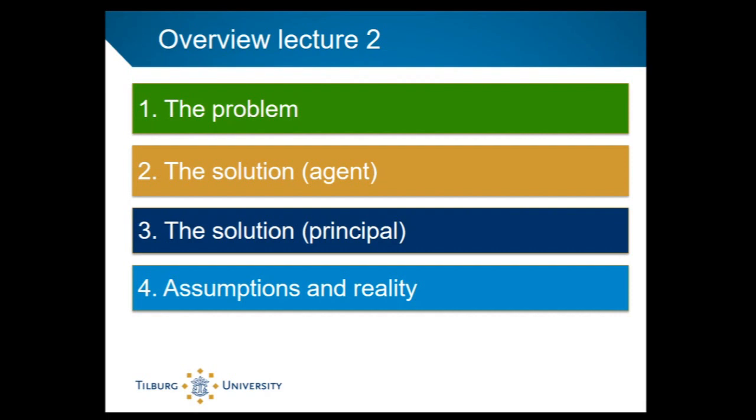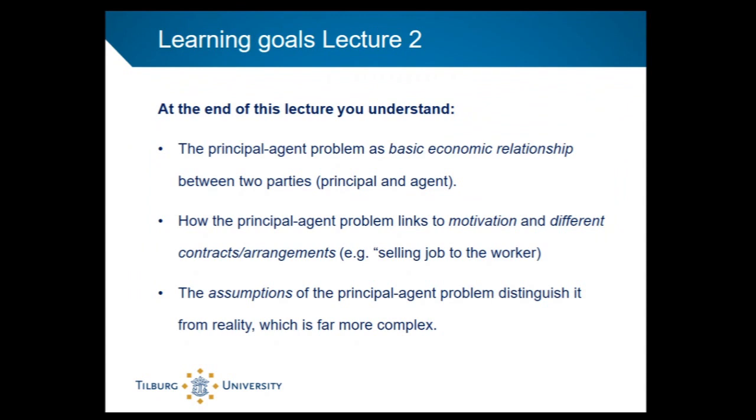Finally, we're going to talk a bit more about these problems in the real world, because of course reality is much more complex than a simple principal-agent model can display. So the goal of today's session is to show that the principal-agent problem is a foundation of our economy that's linked to very important aspects of motivation and the emergence and existence of different contracts. Finally, we're going to also focus on the assumptions of principal-agent problems, because if we stick to the models, we don't account for unintended effects, which can result from the more simple principal-agent models.